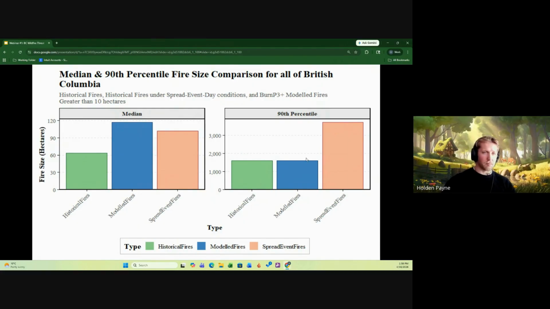And we can also pull these out by eco-division and compare them by eco-division, and we're able to find where our models were strongest and where they were kind of lacking more across the province.